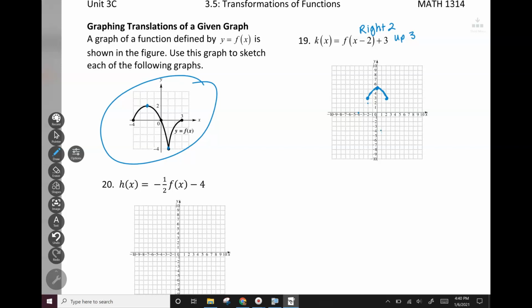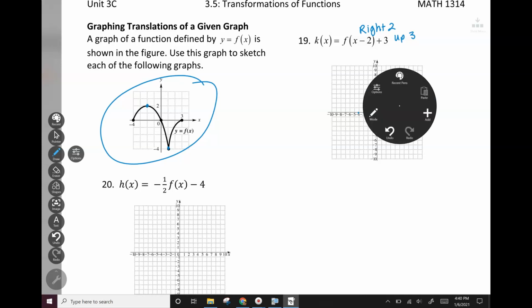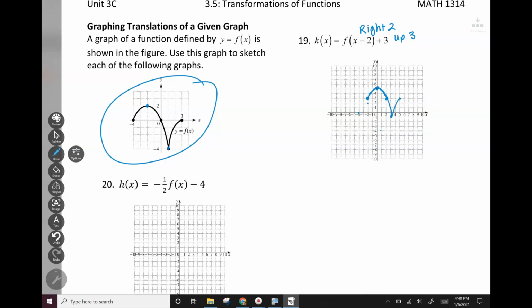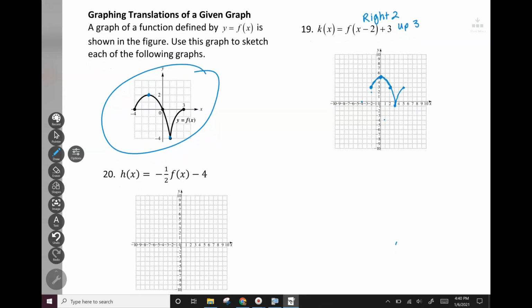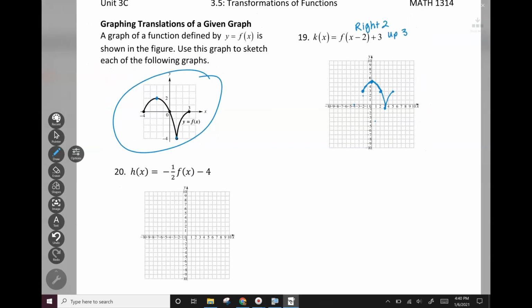So I'm just taking them one at a time and performing the 2 transformations, moving it to the right 2, up 3. And finally, I've got 3, 0. I'm moving it to the right 2 and up 3. Okay, there it is. There is f of x - 2 plus 3. Okay, what about number 20?